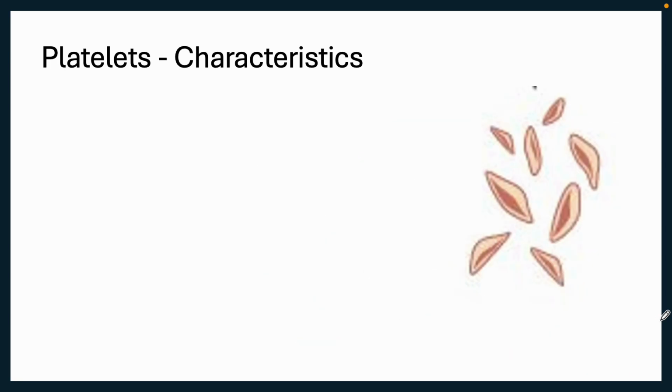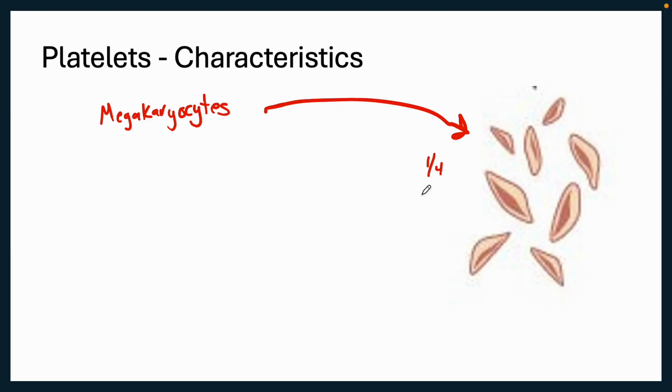Let's go back now and talk about platelets. So platelets are not true cells. They are derived from megakaryocytes. The megakaryocytes can be up to 60 micrometers in diameter, and they fragment off, giving you the platelets that are much smaller, about 1/4 the size of the lymphocytes.